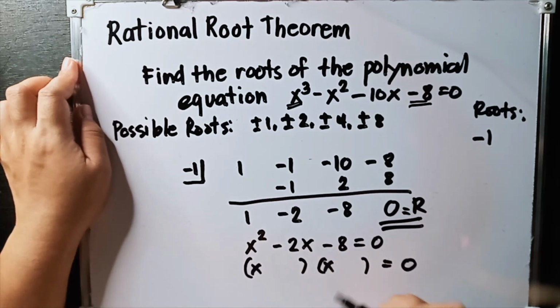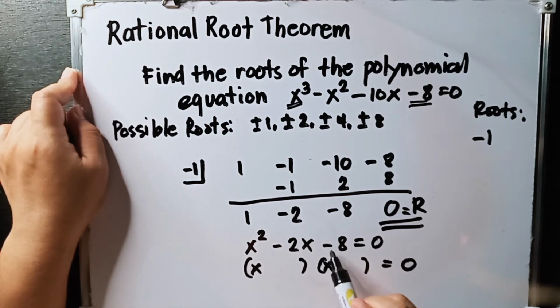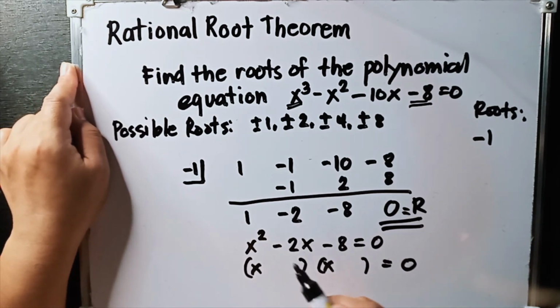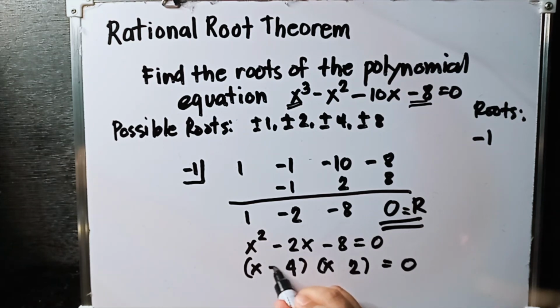We have x times x. So, we think of the possible factors of negative 8. Since it's negative, it means we have different signs that will give you negative 2 if you add them. So, what are those? It's 4, 2. Negative will be on 4 and positive will be here. So, negative 4 times 2 is negative 8. Negative 4 plus 2 is negative 2.